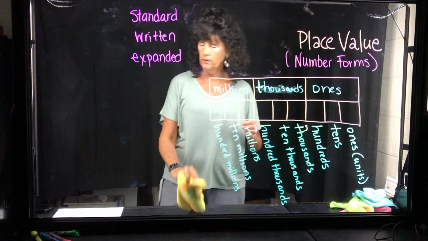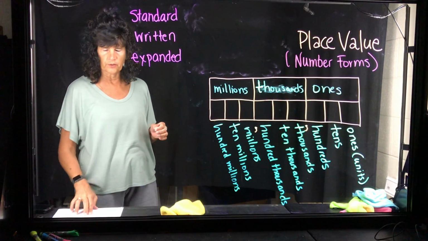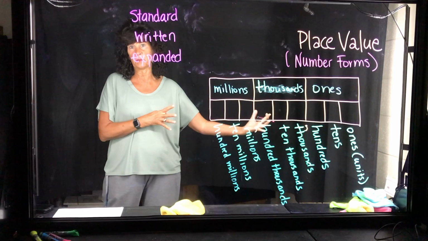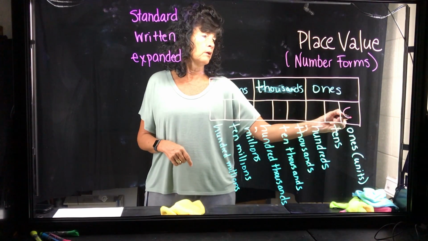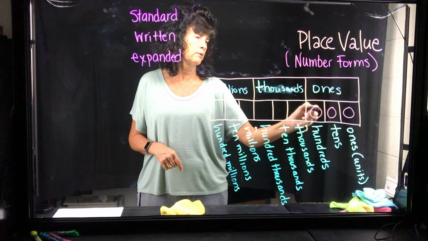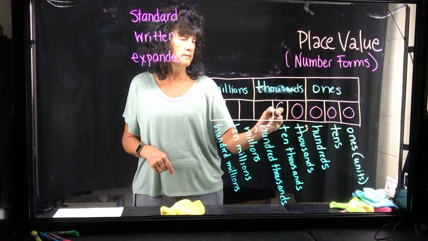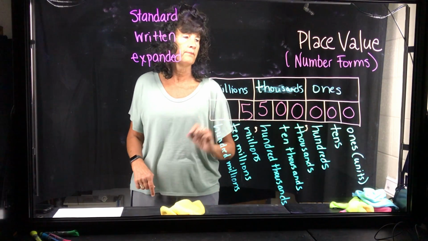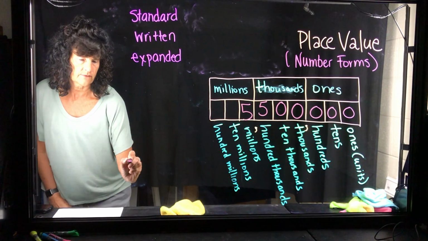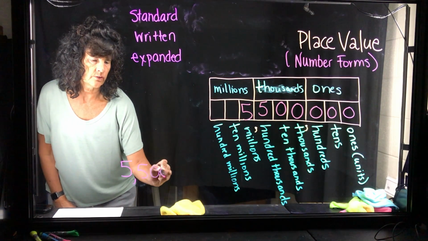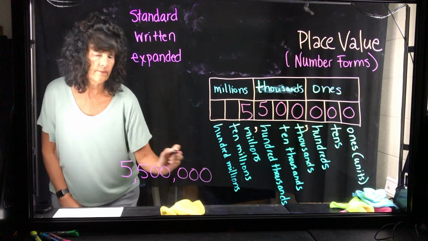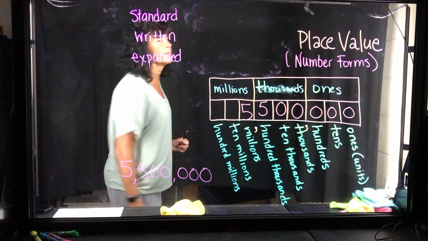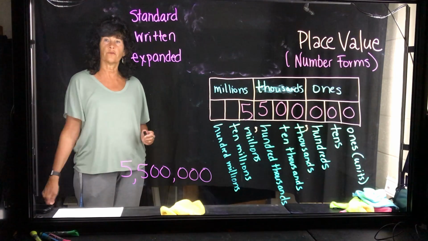All right, so the number is 5,500,000. Okay, I like to write numbers in a place value chart starting with the ones place. So let's see, I've got a 0 in the ones, a 0 in the tens, 0 in the hundreds, 0 in the thousands, 0 in the 10,000s. I have 500,000 in that number, and I have 5 million. Okay, so my number is 5,500,000. Okay, that's the number that is on your notes page. And this is how it should look in the place value chart. That's our standard form, right?